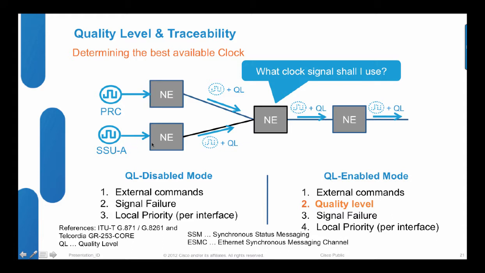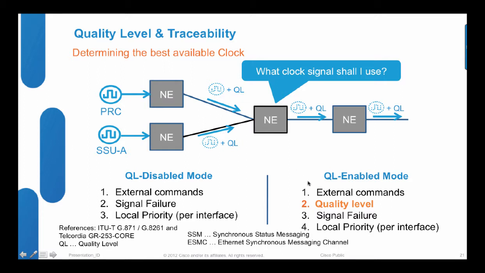The SSU here, A, is, if you will, the slightly worse clock than the PRC. So ideally I'd configure him to use the PRC, and then if that was to fail, such as a signal failure or an external command, then it would flip over to this guy.